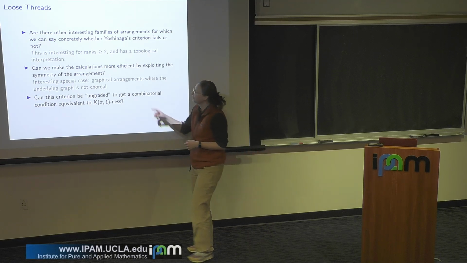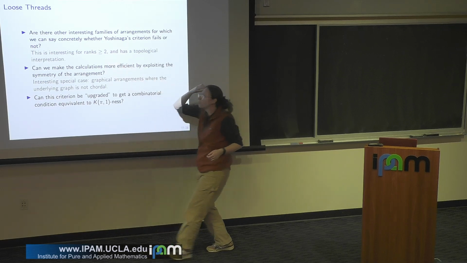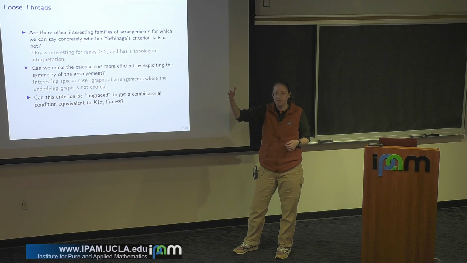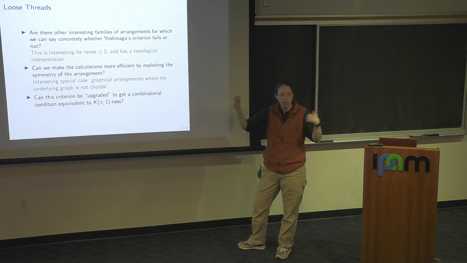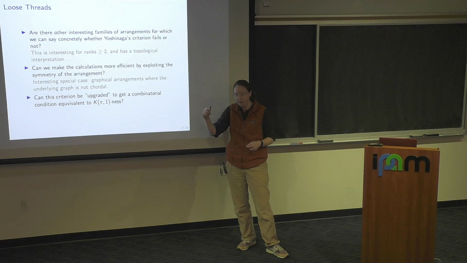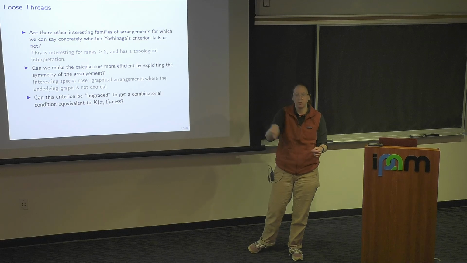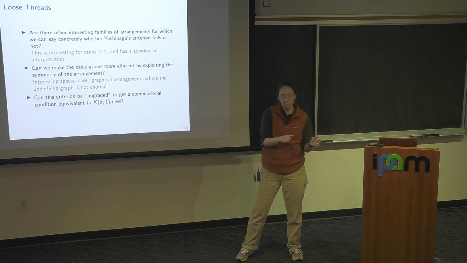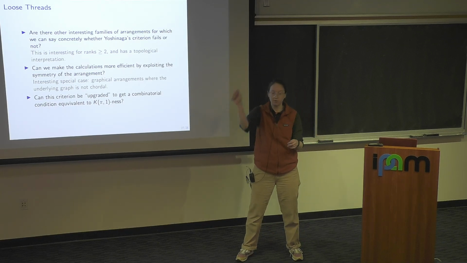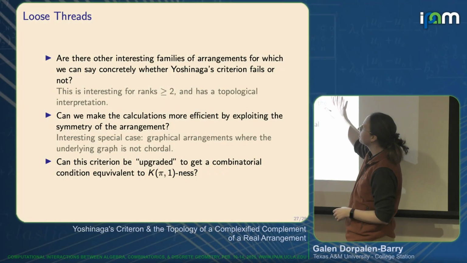And then the other question is, more generally, are there interesting families of arrangements where you can conclude whether Yoshinaga's criterion holds or not? This is interesting for ranks higher than 2 because even that tells you about some topology of this complexified complement. It has to do with the dimensions in which you can embed certain spheres. Okay, so those are three loose threads.